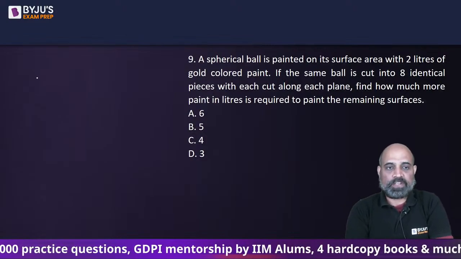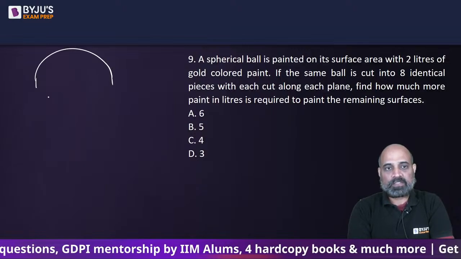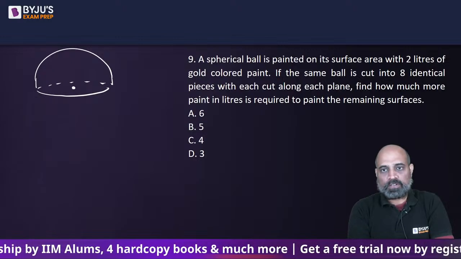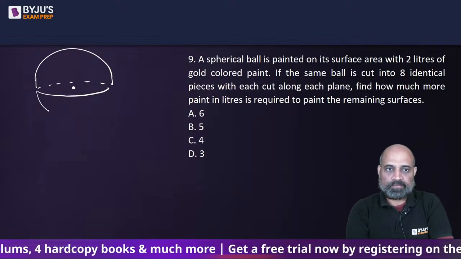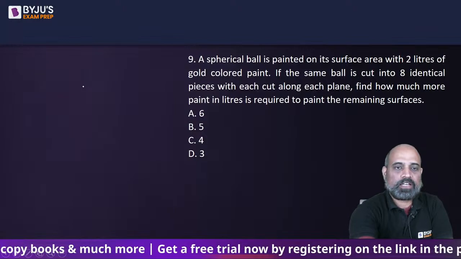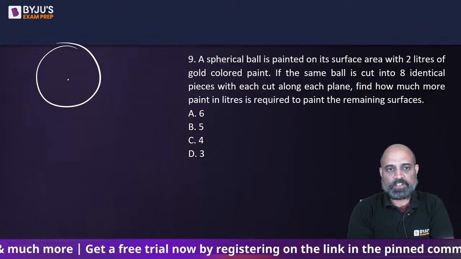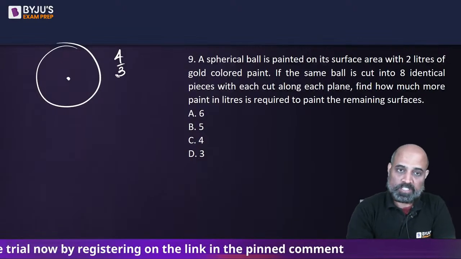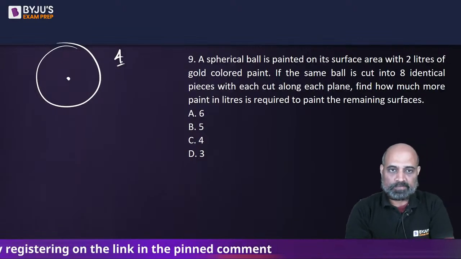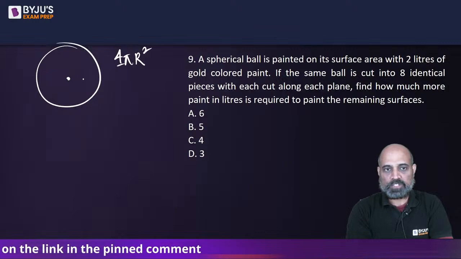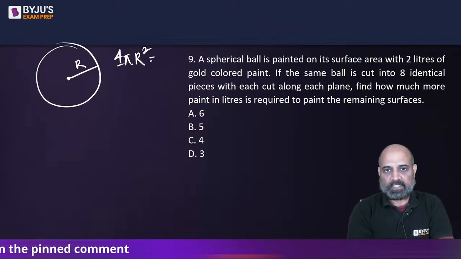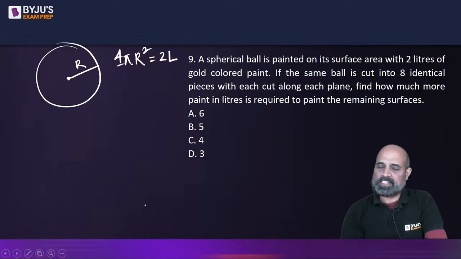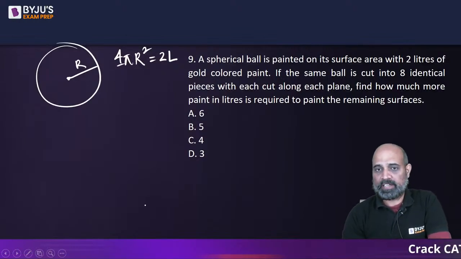So that means we have a spherical ball whose total surface area is 4 pi r square, r being the radius, and this is equal to 2 liters, right? Whatever is the surface area, that is going to be equal to the paint.